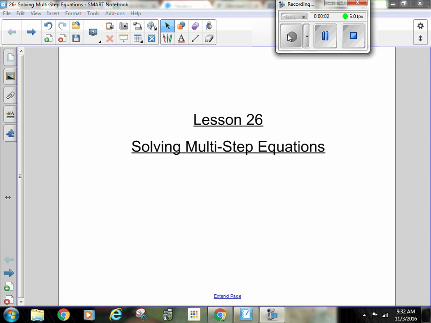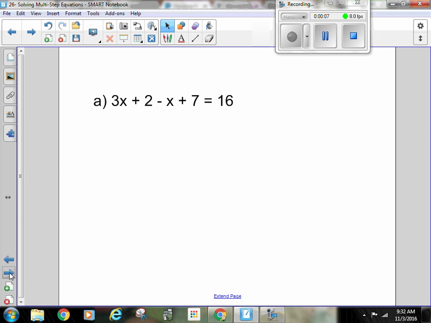Okay, ladies and gentlemen, let's move on to lesson 26, which is on solving multi-step equations. So we're just going to jump right into the lettered problems here today. First thing we want to look at is, are there any parentheses that I need to take care of? Are there any like terms on each side of the equal sign that I should combine? So I'm just going to draw a line where my equal sign is to help see that.